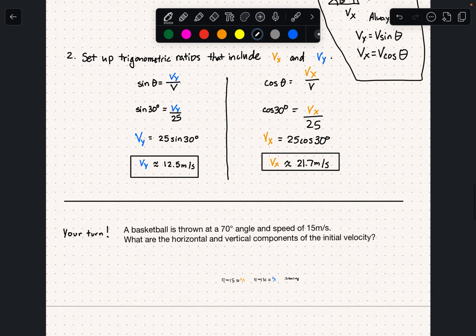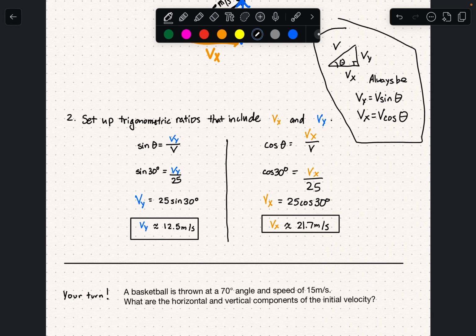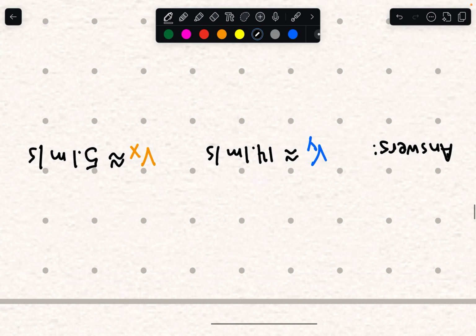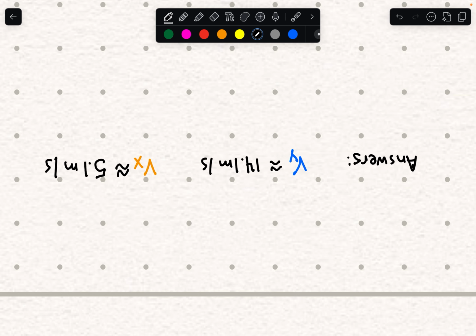Now it's your turn. I want you to try a problem where a basketball is thrown at a 70-degree angle and a speed of 15 meters per second. What are the horizontal and vertical components of that initial velocity? The answers are here at the bottom of the screen. Go ahead and pause the video while you work it out, and then I'll scroll. 3, 2, 1. These are the answers I get.